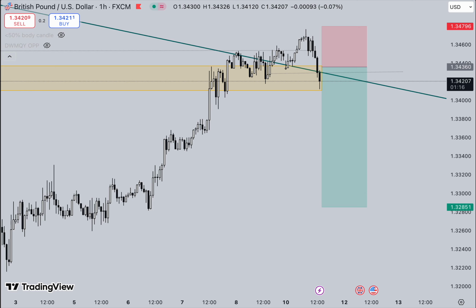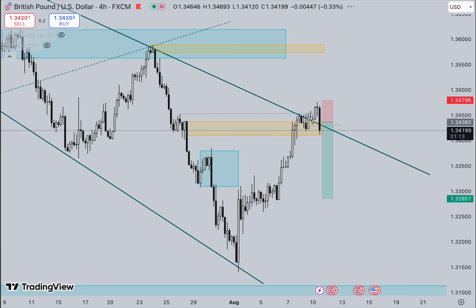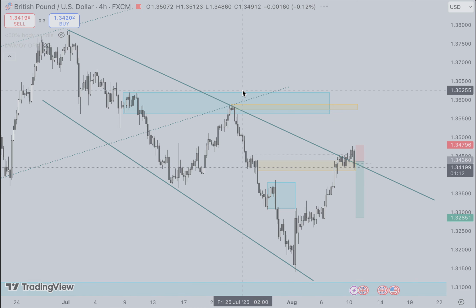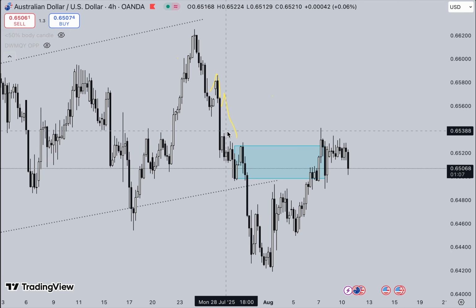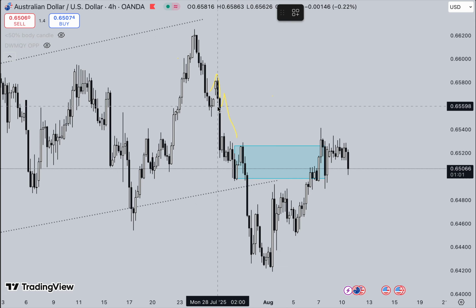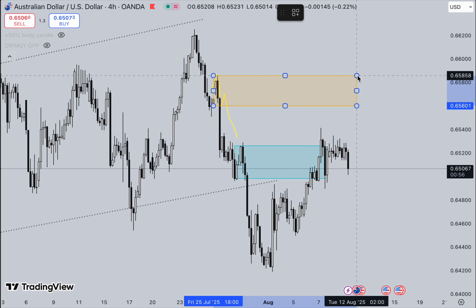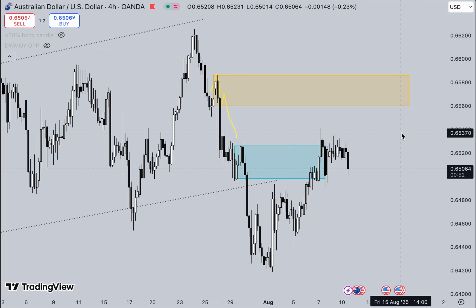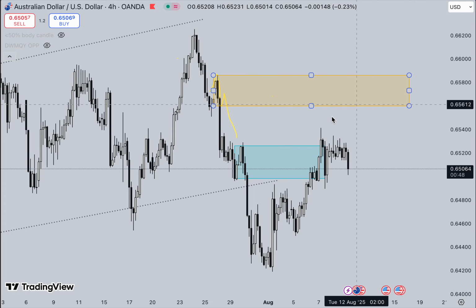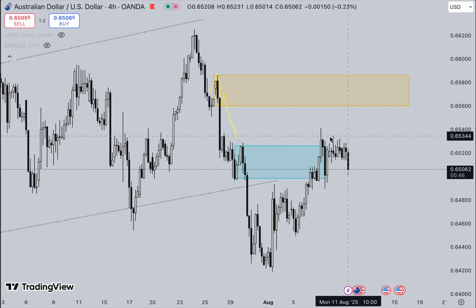On GBP USD. Okay, now moving on, let's go to AU. So for AU, you can see here we have this liquidity that we're waiting for. Last week we grabbed it, but also above here we have this area of demand right here. I would like for AU to come into this area of demand, and then the area of supply right here, and then we can start looking for further sells, right?